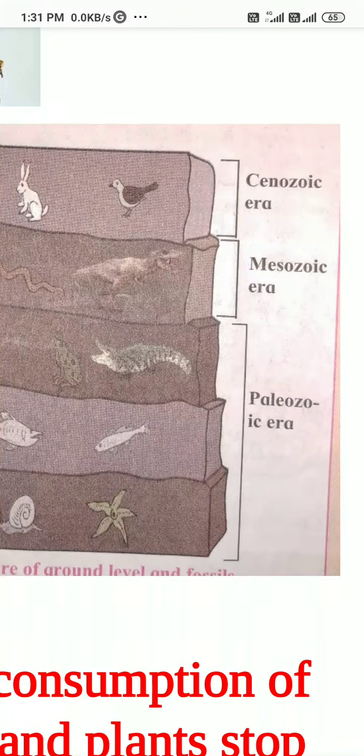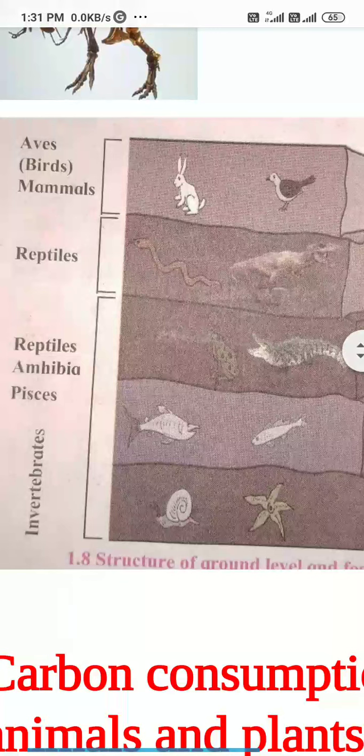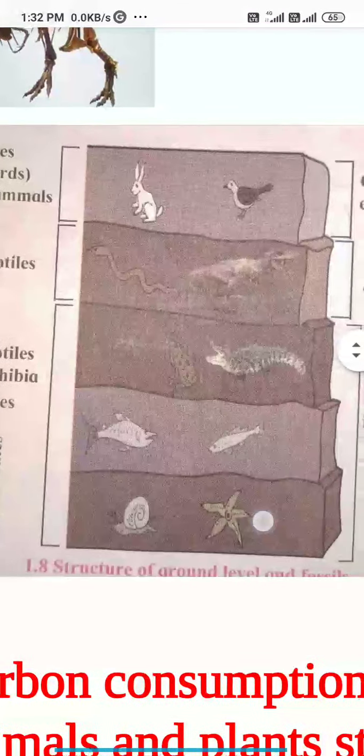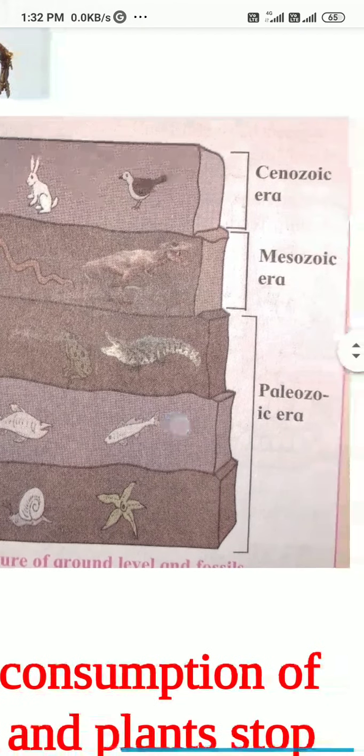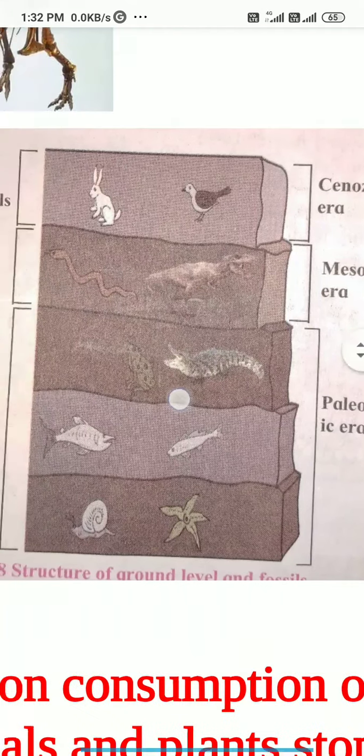In the Paleozoic era, which animals were there? As we go deep, in the deepest layer, the fossils obtained are of invertebrates, which you are observing here. Above the invertebrates are pisces, and above that are some amphibian-like organisms. And this is the Paleozoic era.